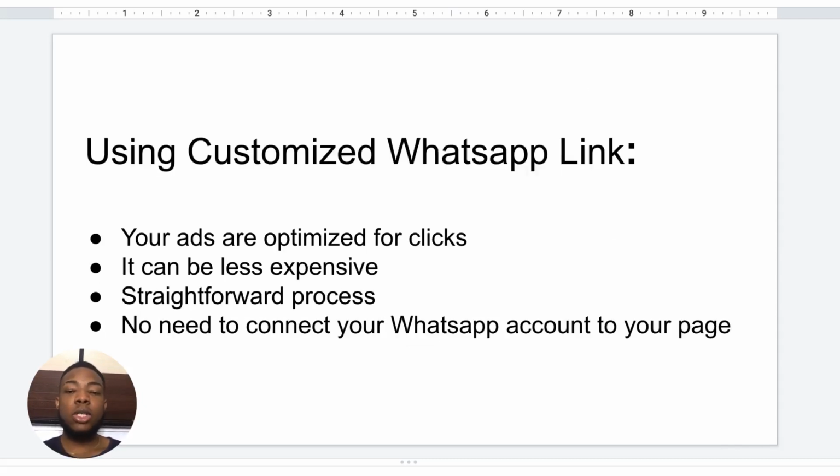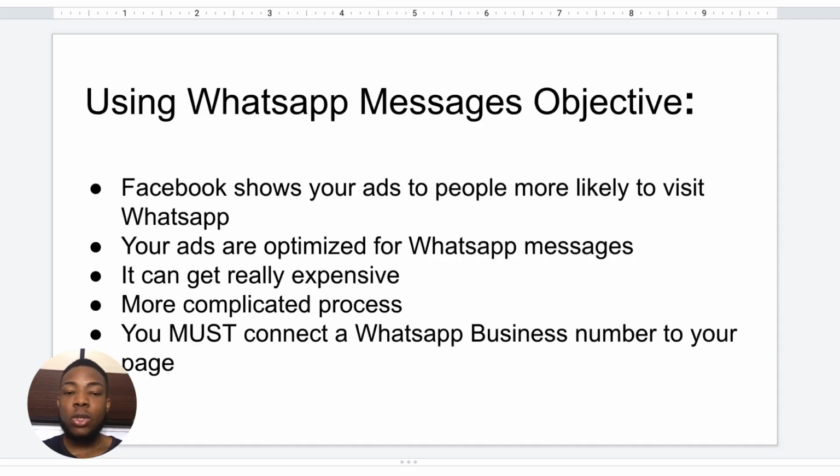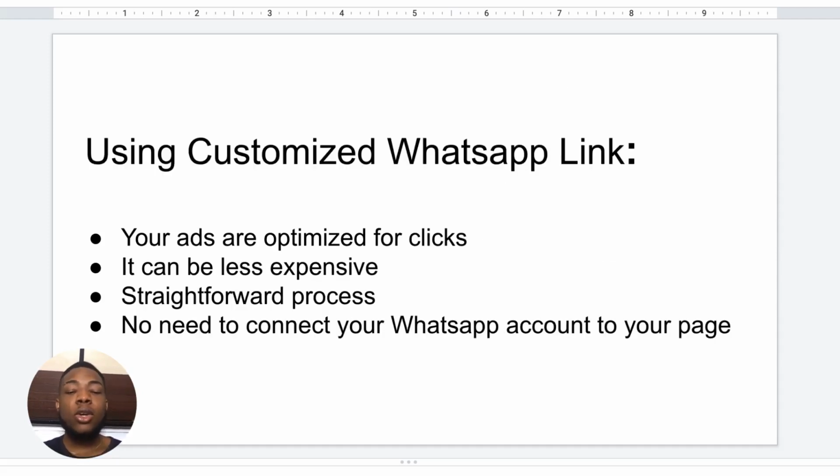So when it comes to using the customized WhatsApp link, the first thing you want to know is that your ads are going to be optimized for clicks. In the first one, your ads are basically optimized for WhatsApp messages, but here your adverts are going to be optimized for clicks, and therefore your adverts are going to be less expensive when you use the customized WhatsApp link.